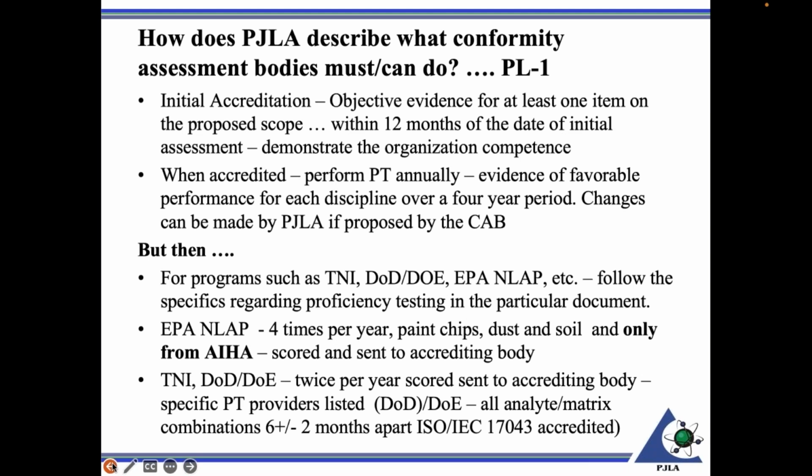Now, in our PL1, we say, well, what are our expectations on that? We'll take a look at a little bit more detail on the previous page. But what is it that we're looking for on an initial accreditation? Well, we say, objective evidence for at least one item on the proposed scope of an acceptable proficiency testing.